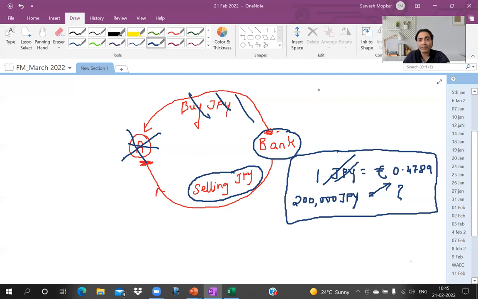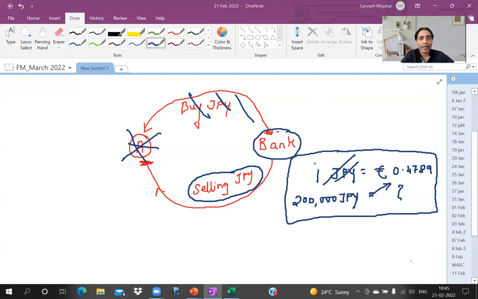You can't make mistakes with 2+2 here. You're studying FM. You're about to become chartered accountants. You're about to become ACCAs in the next 2-3 years or maybe the next 1 year. How can you make mistakes with 5th grade mathematics? Not allowed. Not at all allowed.